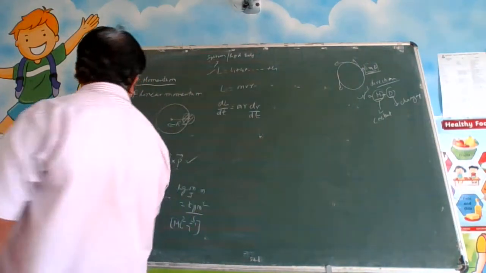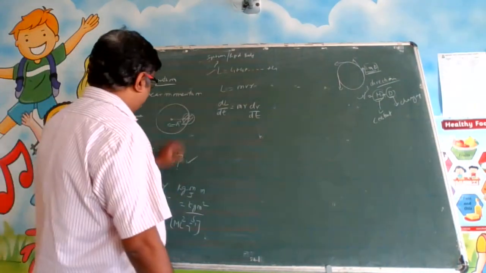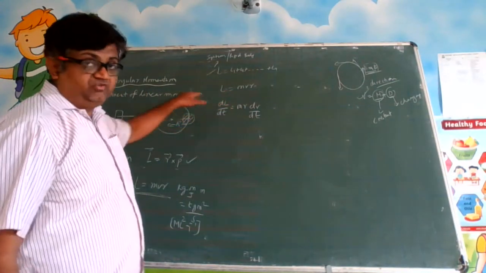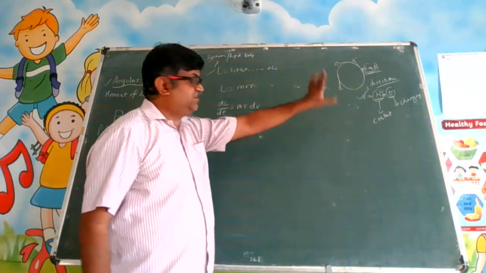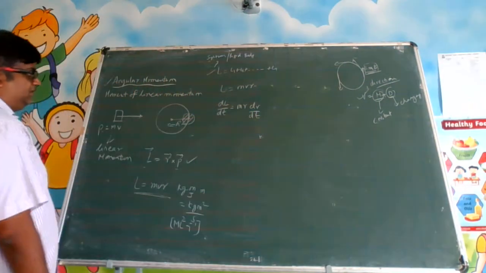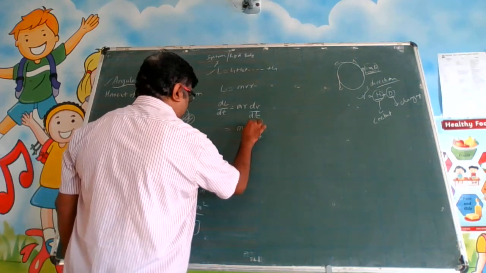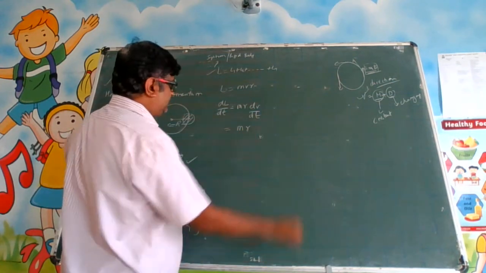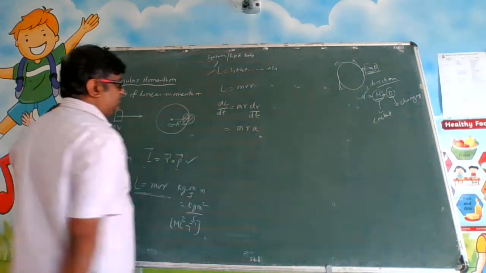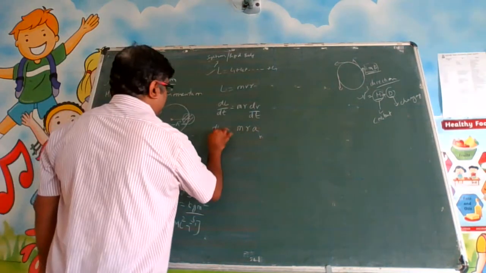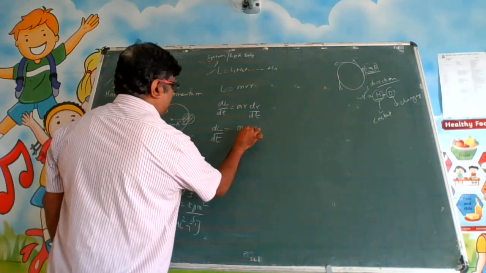Okay, this is a very important point. Please remember that. So here, it may be going with a constant speed, but the velocity is changing at every point. Okay, so you can write this as m into r, dv by dt. What is dv by dt? It is acceleration, isn't it? So dL by dt is mrA.